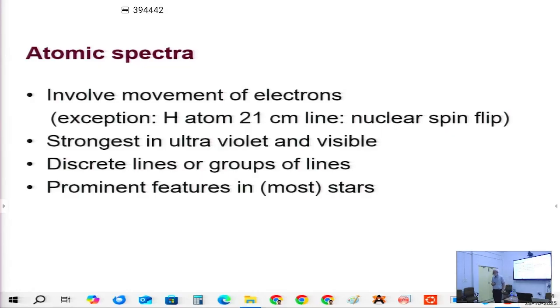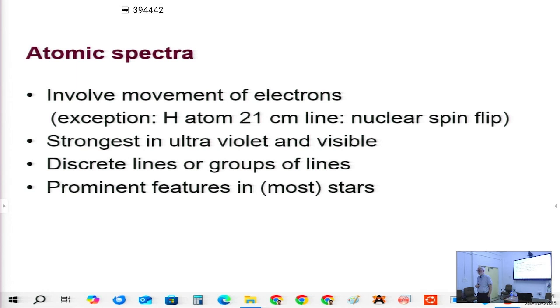So I'm going to spend this morning talking about atomic spectra, carrying on from where Bobby spoke about yesterday. And with one exception, which I'll deal with here and again a bit later on, atomic spectra involve movements of electrons. The one exception is the 21 centimeter line, which is called the most important line in astronomy.